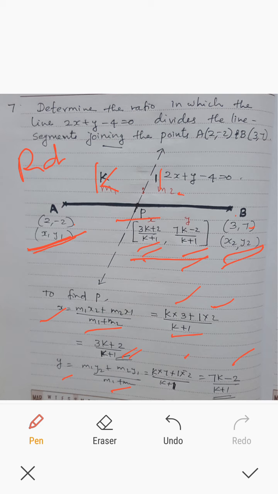Now we got the coordinates of P. Now our aim is to find the ratio, find K. How can we find K? Okay, you see the concept of line. See, this line segment AB is divided by the line 2x + y - 4 = 0.